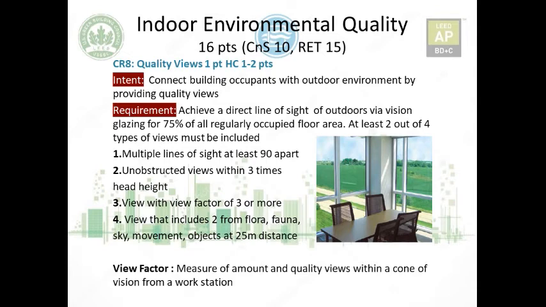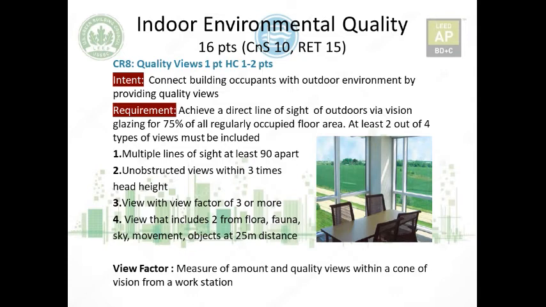So what we can see in requirement number 4 as well: views that include flora, fauna, sky, movement, objects. These are all examples of quality views. Now, to fulfill the intent, the requirement is to achieve a direct line of sight, an unobstructed view, of the outdoors via vision glazing for 75% of all regularly occupied floor area.